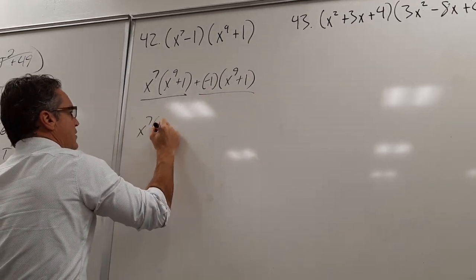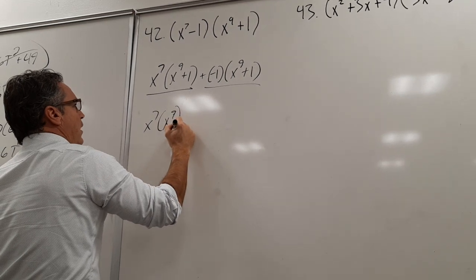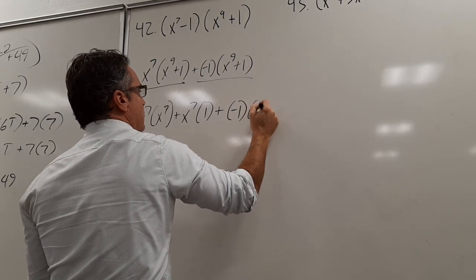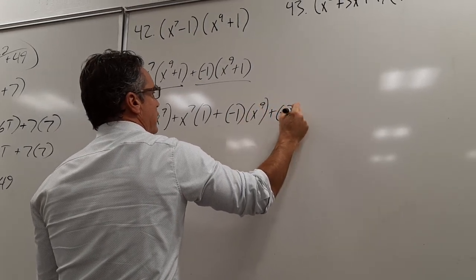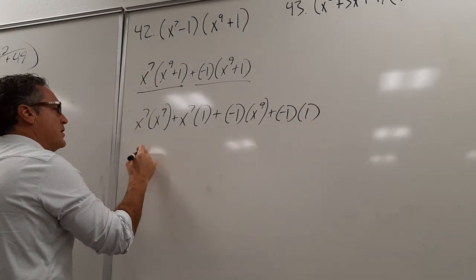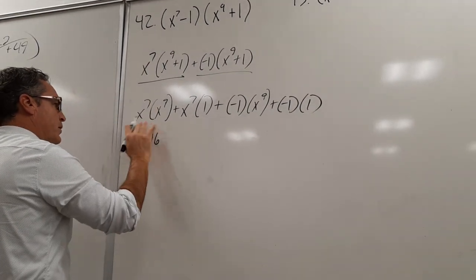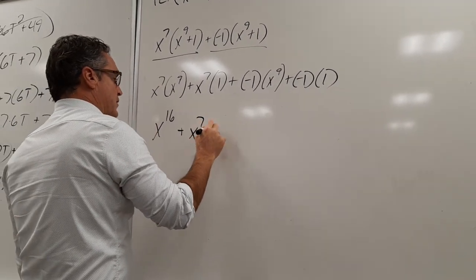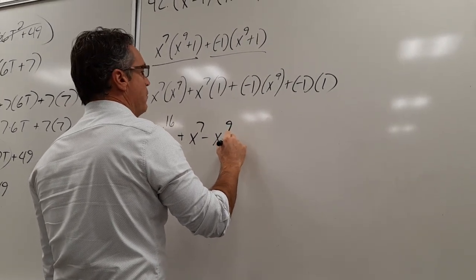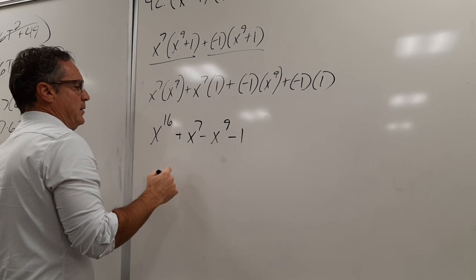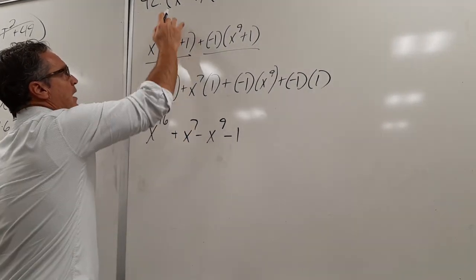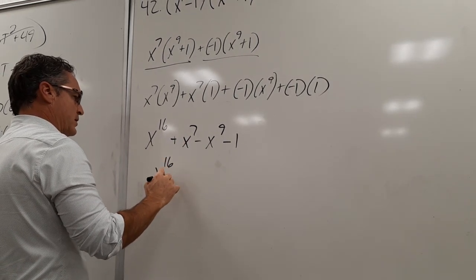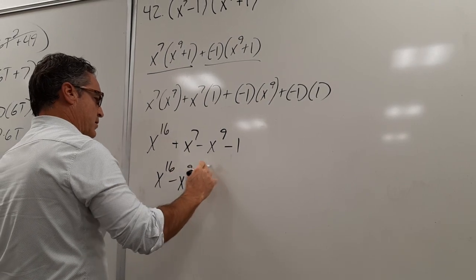X to the 7th times x to the 9th plus x to the 7th times 1 plus negative 1 times x to the 9th and plus negative 1 times 1. This is going to make x to the 16th because the power rule says they have the same base. I can add those. This is plus x to the 7th. This is minus x to the 9th. This is minus 1. Notice the middle terms did not combine here because we have these different x to the 7th, x to the 9th. So we put this in descending order: x to the 16th minus x to the 9th plus x to the 7th minus 1.